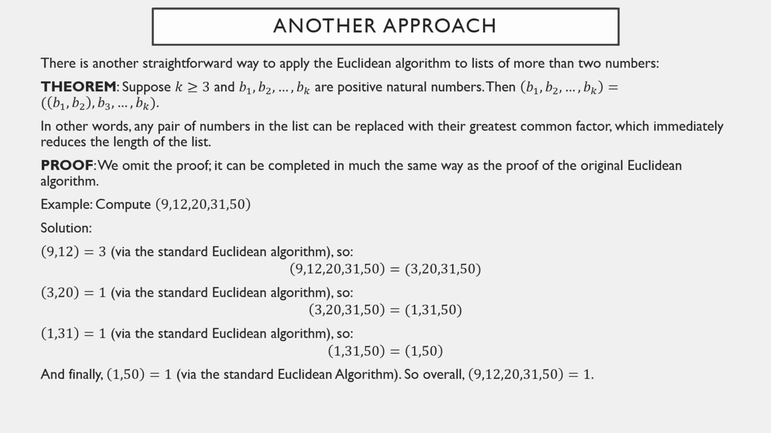This approach simply says, instead of worrying about computing greatest common factors of long lists, as long as you can compute the GCD of a pair, just do that over and over again. Okay, so it's just another approach, and if you prefer this, you're free to do it. We are really only going to be focusing on greatest common factors of pairs of numbers. Greatest common factors of longer lists is not going to be terribly important for us, but it is nice to know that we can handle it if it were to come up.